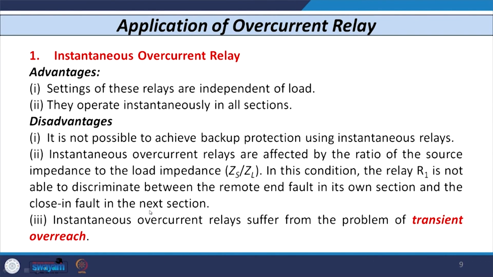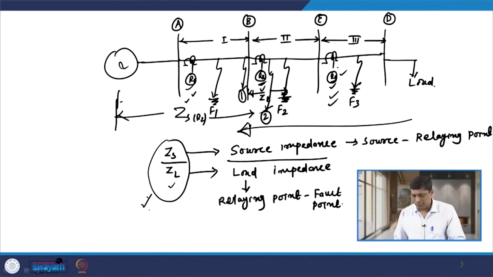Let us discuss the third disadvantage. What is the third disadvantage of instantaneous overcurrent relays? The third disadvantage is that all these instantaneous overcurrent relays suffer from the problem of transient overreach. So, now let us discuss what the transient overreach phenomenon is. Transient overreach is defined as the tendency of a relay to operate instantaneously beyond its own zone of protection. Let us see the meaning of this phenomenon.